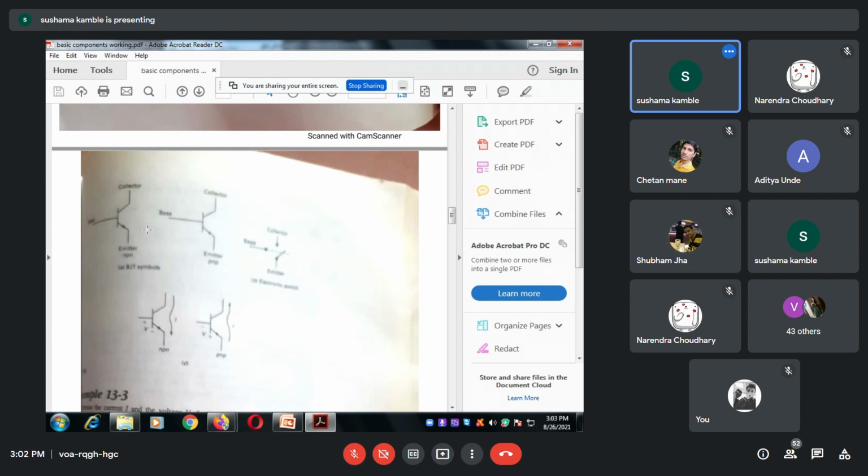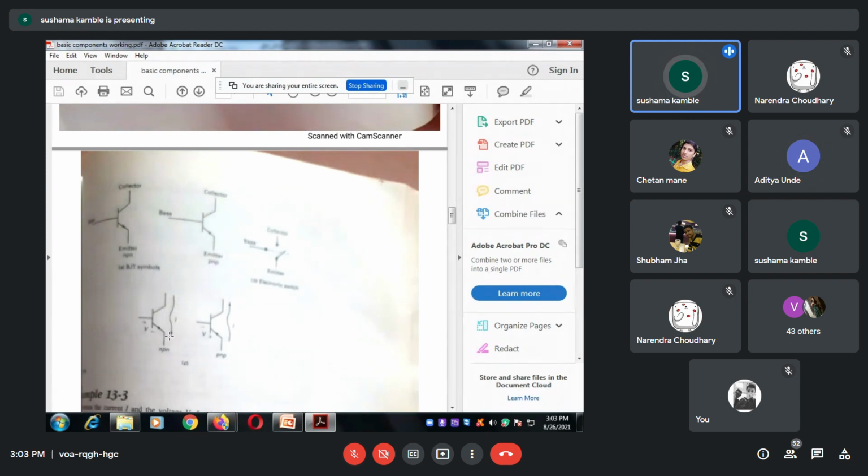Outwards. That arrow we are considering with respect to the base. It is away from the base. Okay. And in case of PNP, it is towards the base. Okay. You have to remember like this: it is away from the base and it is towards the base, NPN and PNP. Okay. Current flow in this direction will be like this.